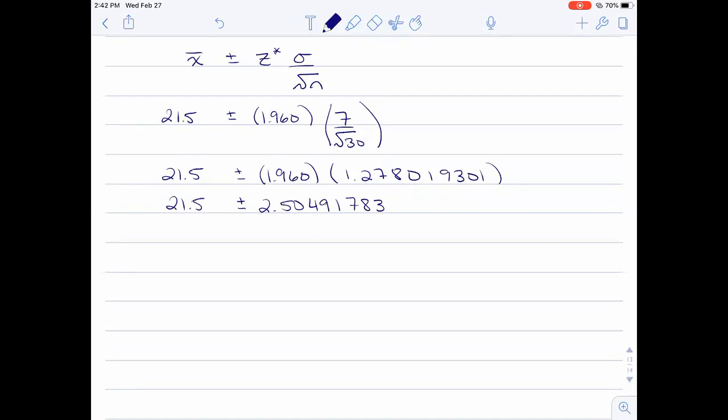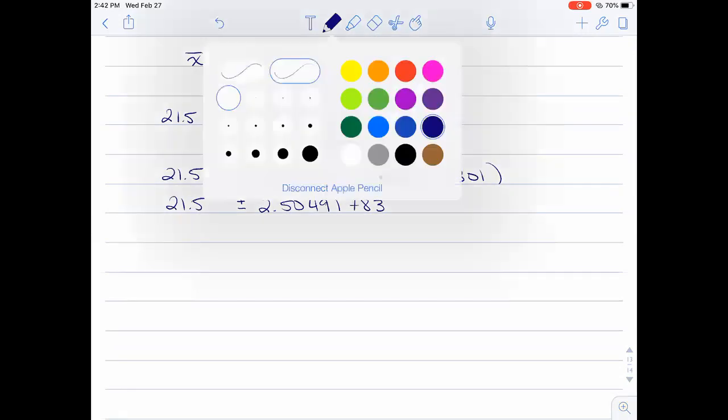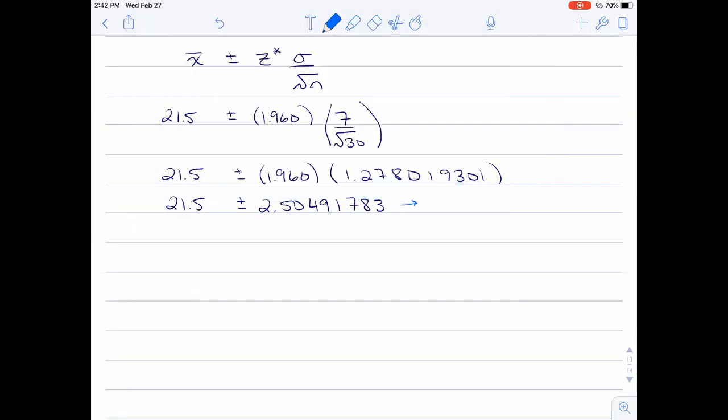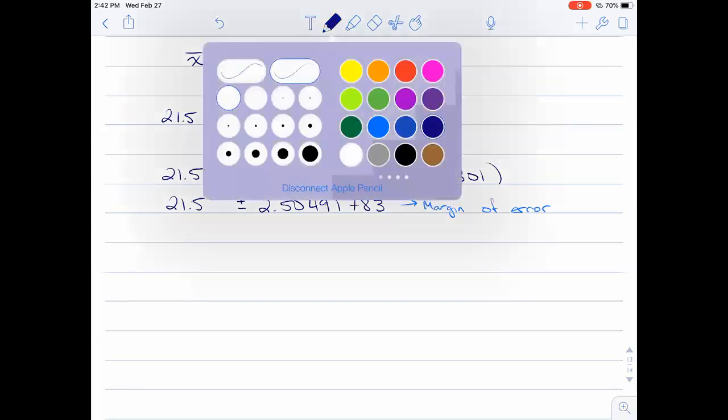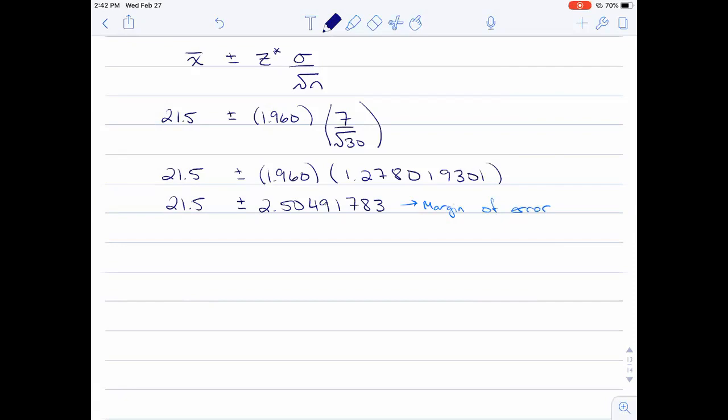This is our margin of error, right? The 2.5049 whatever, that's your margin of error. I'll make a little note here. Margin of error. So now you have a store button on your calculator. If you don't know how to use it, or if you're not sure if you do, you can ask me after class. But I'm going to store this just so I can keep all my decimal places, right? Because I don't want to round something too early.